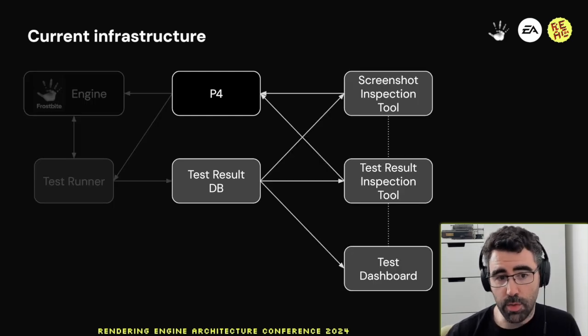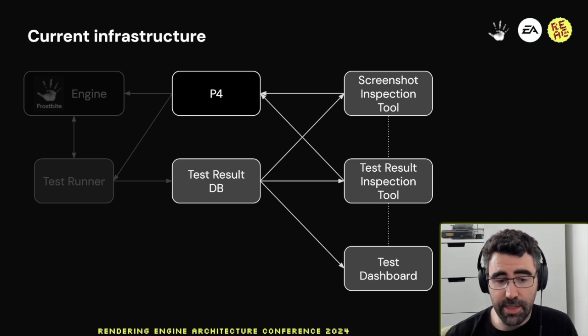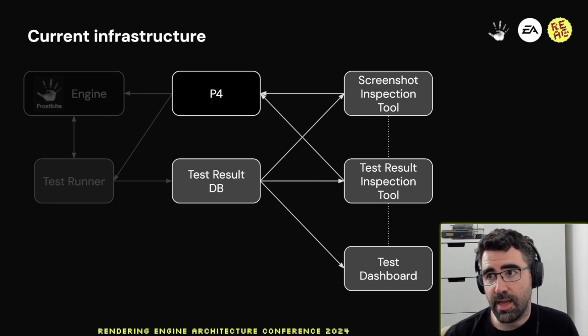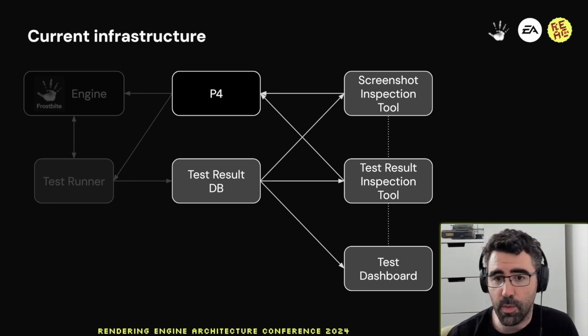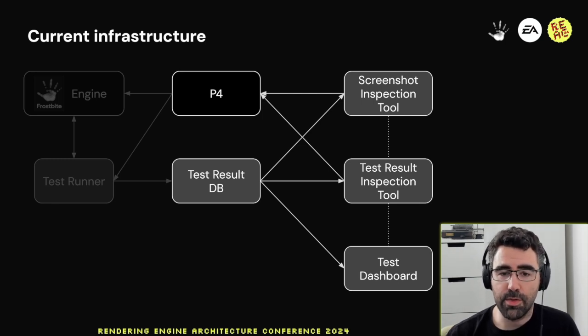Then we have a few tools that communicate with the test result database. First, at the bottom, we have the test dashboard, which I'll show later, which just collects all the information from the CI of which tests are passing, which ones are failing. We have a test result inspection tool, which allows you to go into the details of how a test is failing or reasons why. And then we have a dedicated screenshot tool, which we have built to make the inspection of screenshots easier and faster, mainly. And these two last tools communicate back to Perforce to update the reference screenshots.